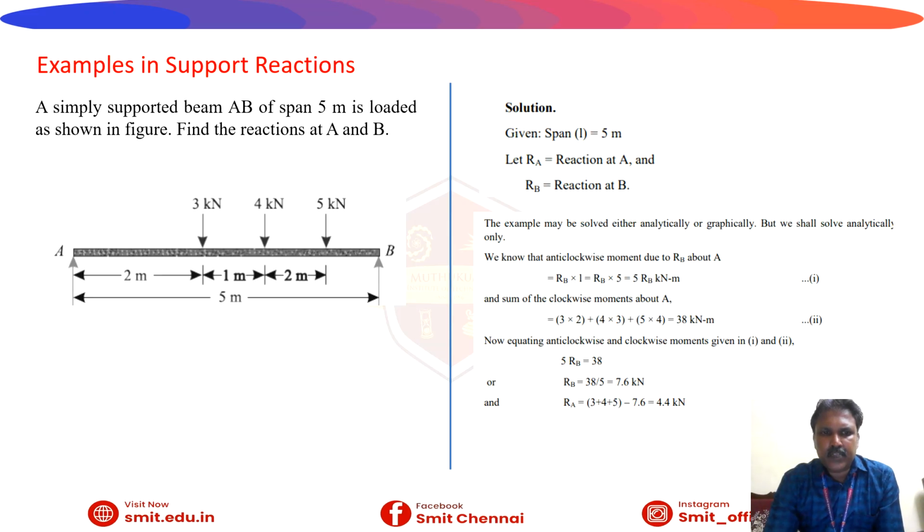Second example: a simply supported beam AB of span 5 meters is loaded as shown in the figure. Find the reactions at A and B. Now we have the beam AB having various loads. These are point loads. As I already told, the load that is acting at one particular point is known as a point load. So what are the point loads here? 5 kilonewton, 4 kilonewton and 3 kilonewton. At some distance it is varied from point A, some 2 meters. From 3 to 4 kilonewton is 3 meters. From 5 to A is 4. The remaining will be 1 meter.